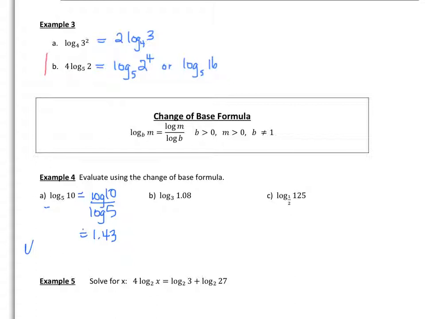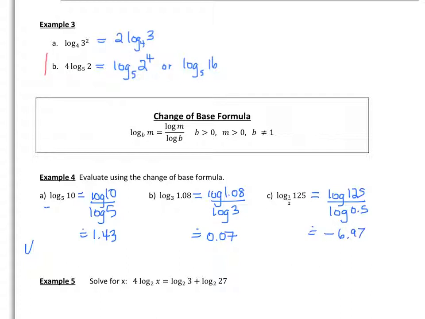Next one, log 1.08 base 3 is the same as log 1.08 divided by log 3. And with your calculator, you'll see that's approximately 0.07. And log 125 base 1/2 is the same as log 125 divided by log 0.5. And if we put that into the calculator, we'll see that's approximately negative 6.97.